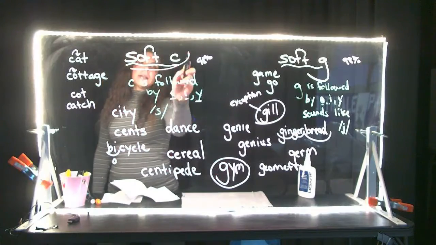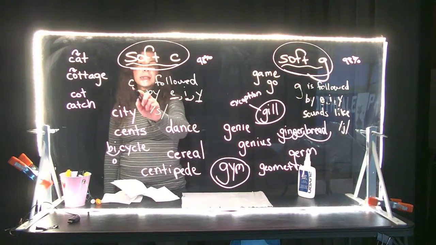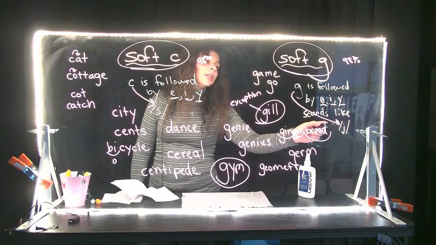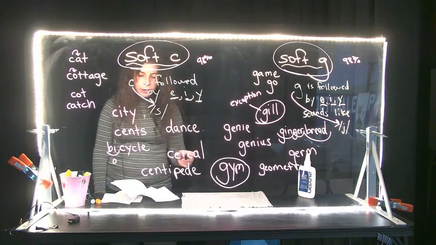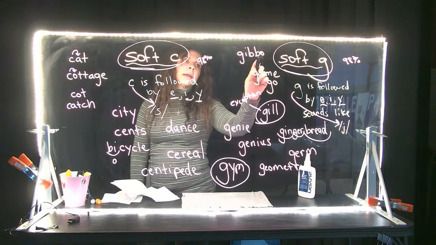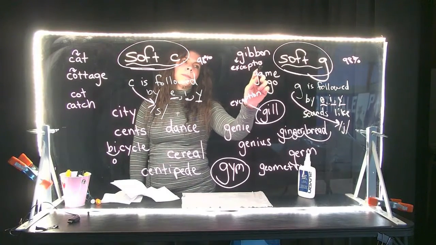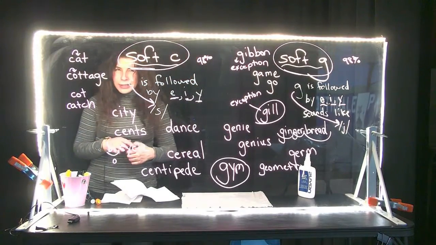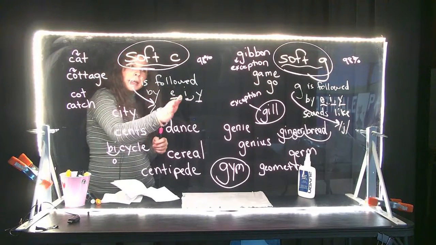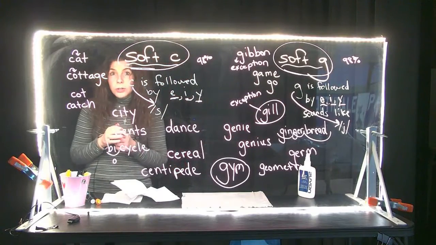So, soft C, soft G. If they're followed by an E, I, or Y, the C makes an S sound. E, I, or Y, the G makes a J sound, except you do have your exceptions in the word gill, and a gibbon is a type of monkey. This is also an exception. I actually do say gibbon with a hard G. Okay, so let that sink in. Soft C and soft G. If you're reading and you see a C followed by E, I, or Y, or a G followed by an E, I, or Y, it will maybe make a soft C or soft G sound.